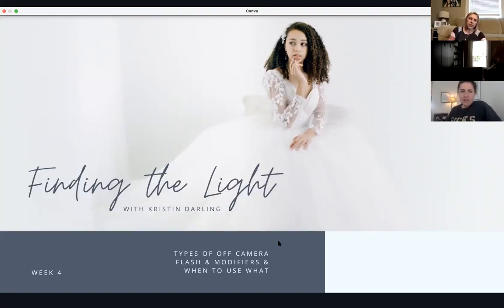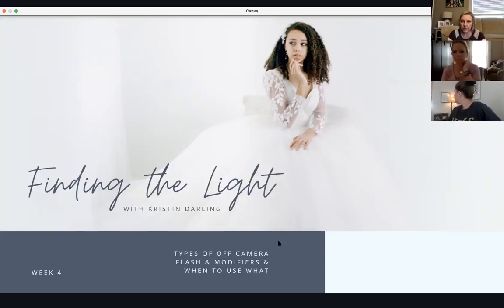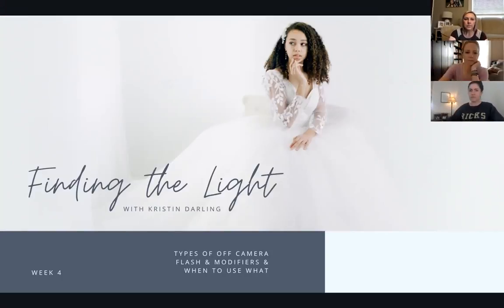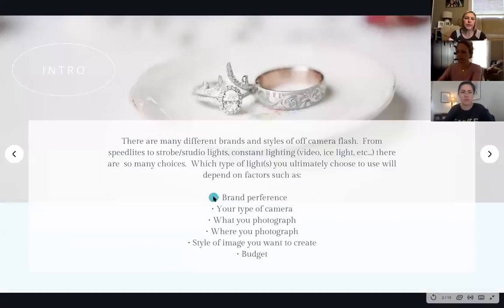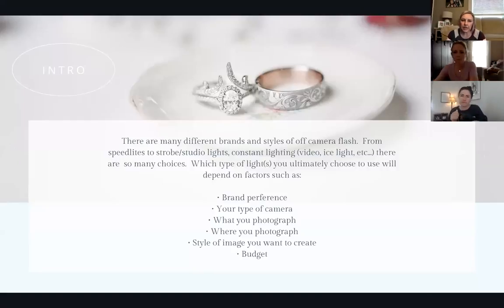So this week, week 4 of the beta group, we are going to talk about types of off-camera flash and modifiers and when to use what. There are many different brands and styles of off-camera flash, from Speedlights to strobe lights and studio lights, or strobes and studio lights is kind of an interchangeable name. There's constant lighting, for example, video lights or ice lights. And as I'm learning, there's also daylight balance lights, studio lights that can be installed in your light fixtures.